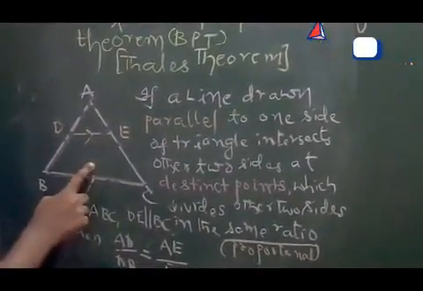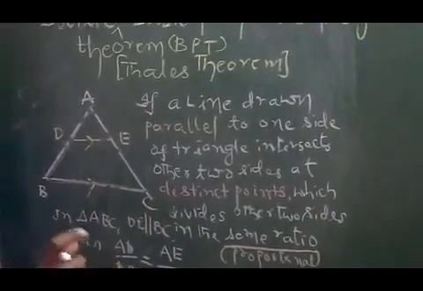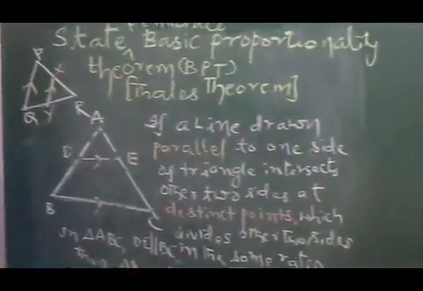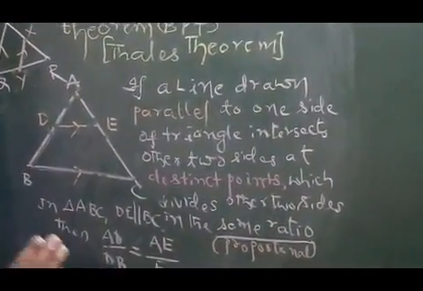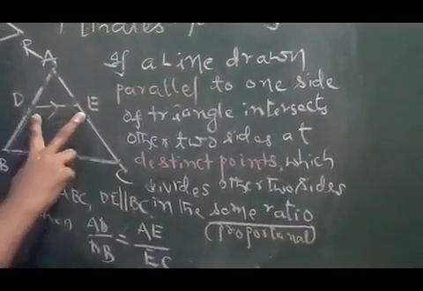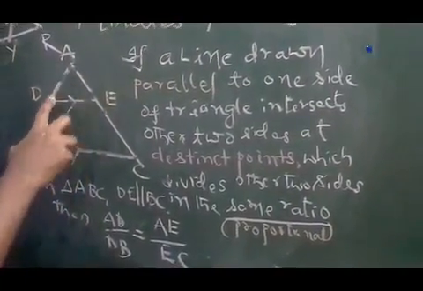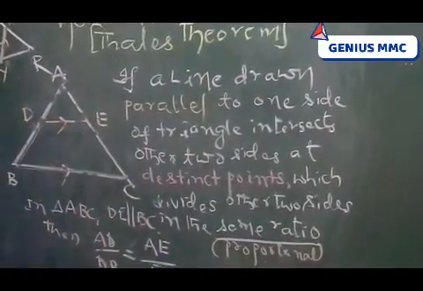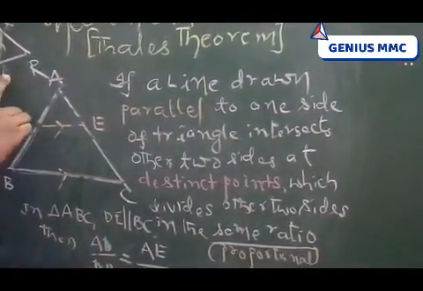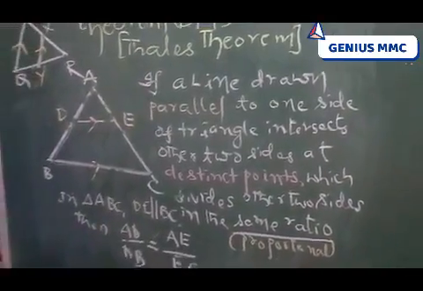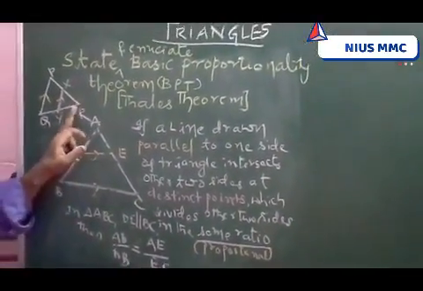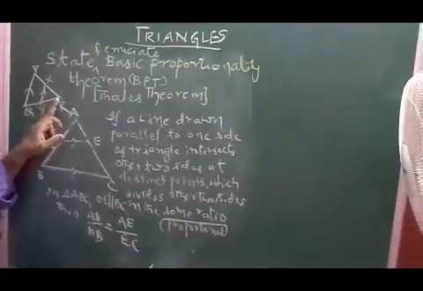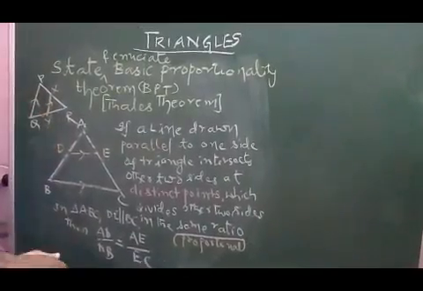So this is basic proportionality. If a line drawn parallel to one side of a triangle intersects the other two sides at distinct points, then it divides the other two sides in the same ratio. That is proportional. Very simple. Here, can anybody tell how to write the formula? Very simple: RY by YQ is equal to RX by PX.